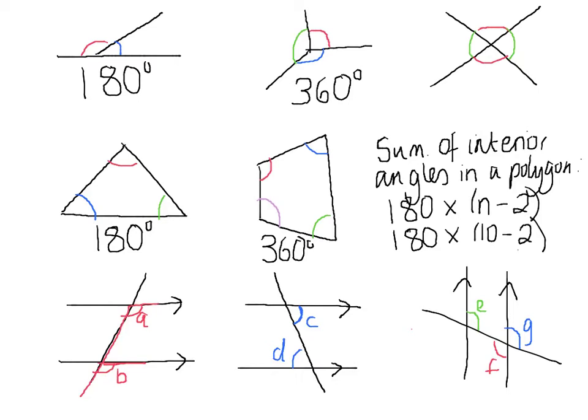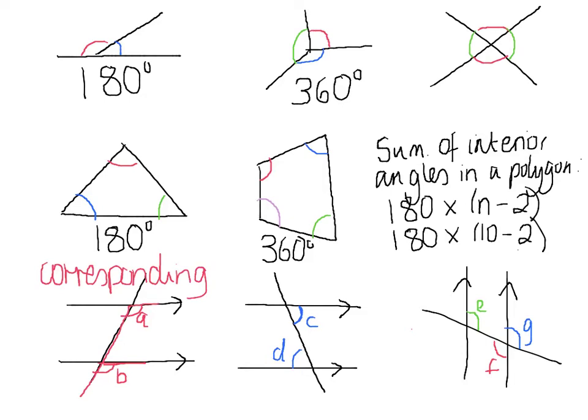You also need to know what this is called, because you might be asked to give a reason for why you've said an angle is a certain size. These are corresponding angles, and that's the reason you'll be expected to give. They are F angles, but you need to give the right terminology, and these are corresponding angles.